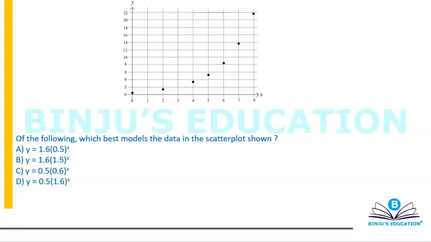Okay, we'll again solve this question with the help of options. Now the first dot that we have, that is when x is equal to 0, y is very close to 0. So y is somewhere around 0.1, 0.2, something like that. So when x is 0, for option A, the value of y is 1.6. So this is out.